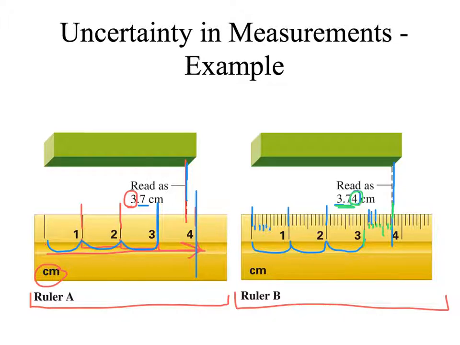actually see. Now the exception to that is if you're using a digital readout of something, then you would just record all of the numbers that are present, and the last number would automatically include that degree of uncertainty.